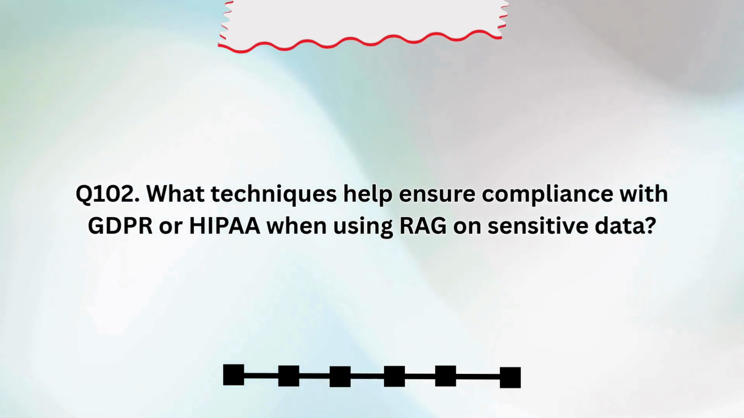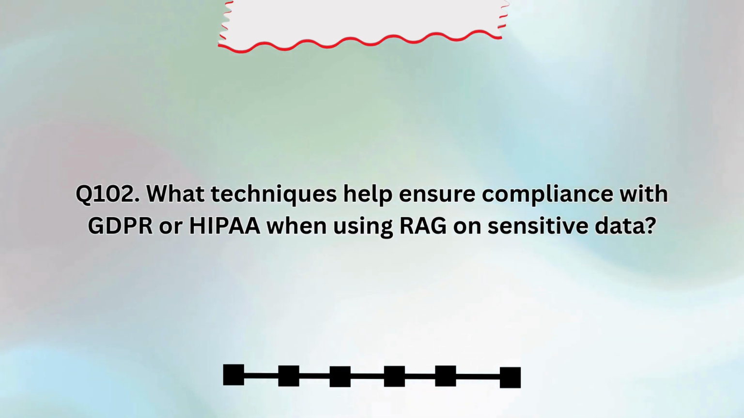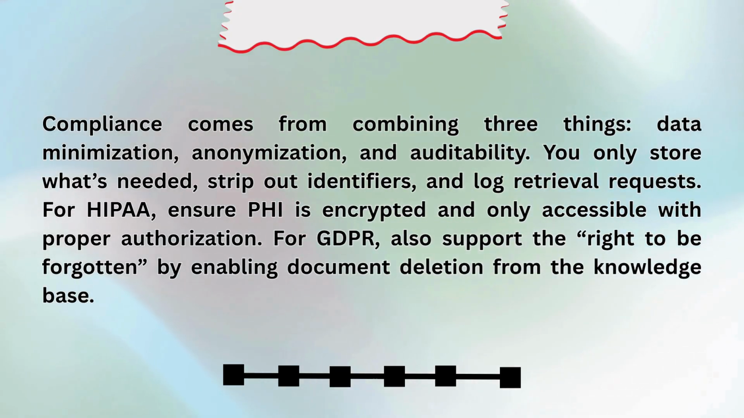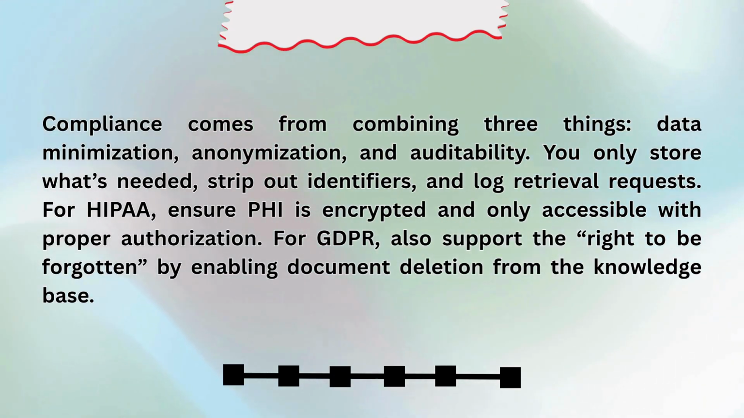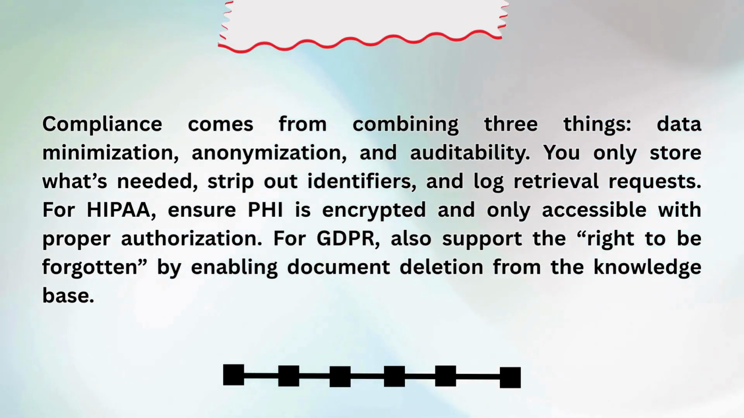What techniques help ensure compliance with GDPR or HIPAA when using RAG on sensitive data? Compliance comes from combining three things: data minimization, anonymization, and auditability. You only store what's needed, strip out identifiers, and log retrieval requests. For HIPAA, ensure PHI is encrypted and only accessible with proper authorization. For GDPR, also support the right to be forgotten by enabling document deletion from the knowledge base.